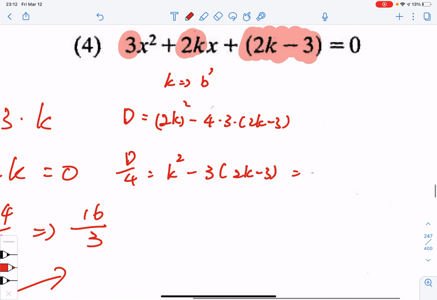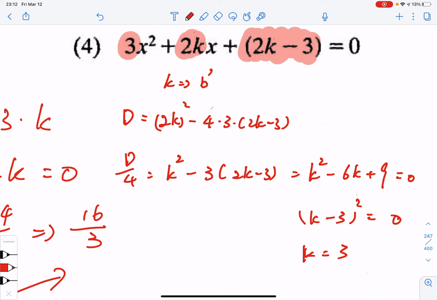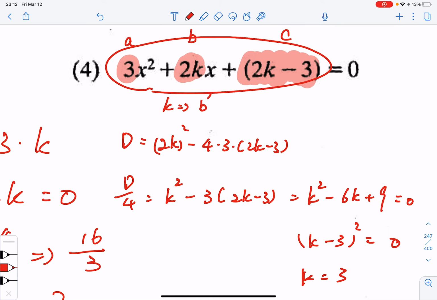It looks easier, right? K squared minus 6k plus 9. Hey, what does that look like? Oh, that looks like a perfect square. If that is equal to 0, then k minus 3 to the power of 2 is equal to 0. So k should be equal to 3, right? And then the function will have a repeated solution.